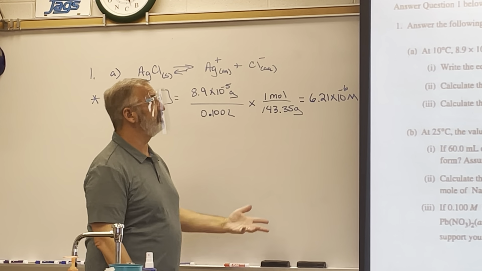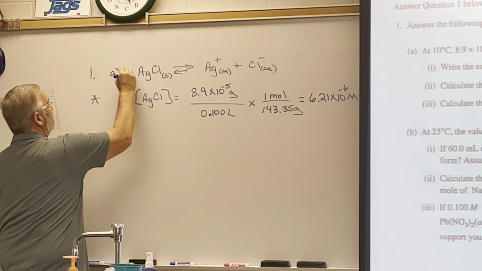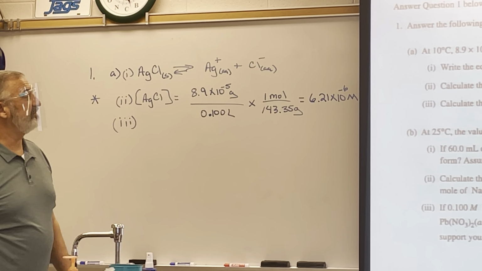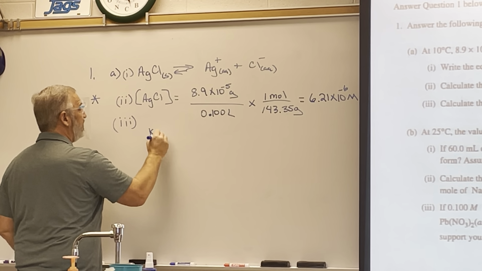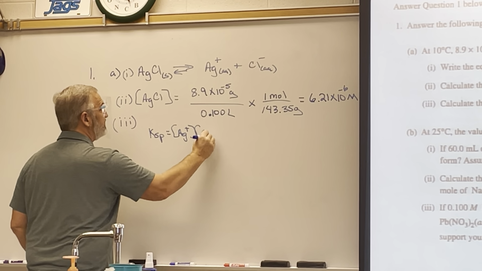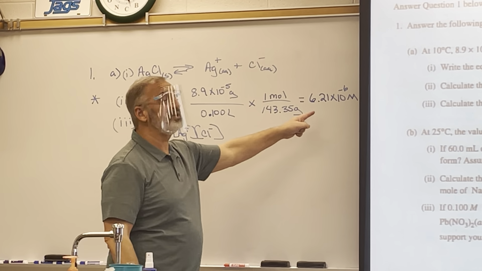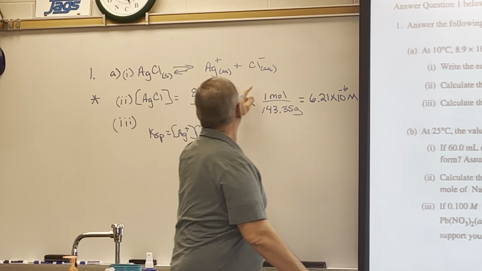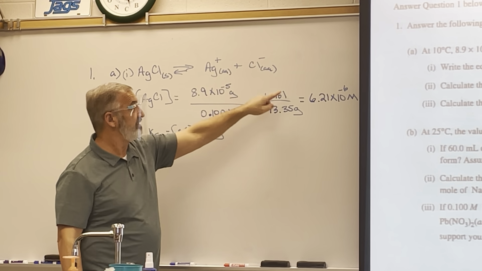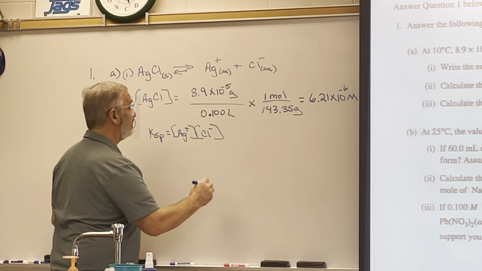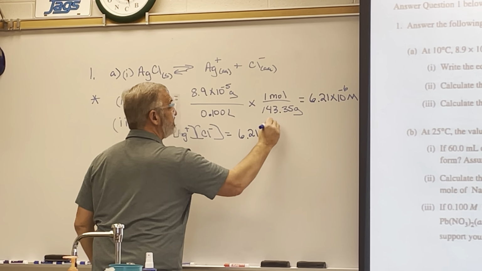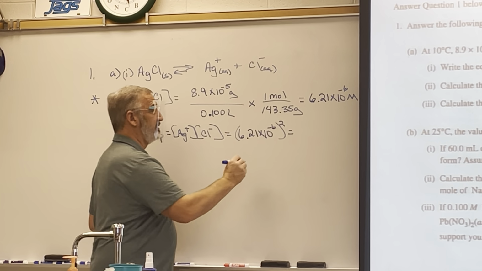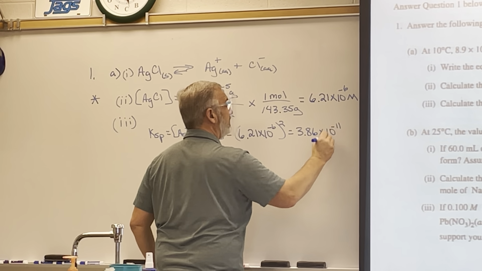So then C, or really it's A, I, not just W and stuff. Calculate the value of the KSP. All right, well, KSP is going to equal Ag plus times Cl minus, okay? This is telling me how much dissolves, right? It says this much will dissolve. So what's my Ag plus and what's my Cl minus going to be? This, right? Because it's 1:1. So it's really just going to equal 6.21 times 10 to the minus 6 squared, which is 3.86 times 10 to the negative 11.